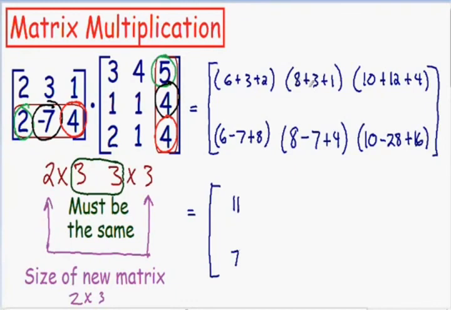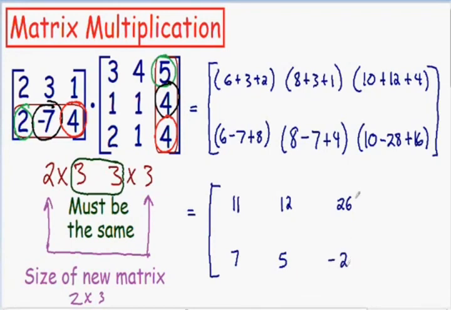And in the second column, we have 8 plus 3, which is 11. 11 plus 1 is 12. And we also have 8 minus 7, which is positive 1. 1 plus 4 is equal to 5. And in the top right, we have 10 plus 12, which is 22. 22 plus 4 is equal to 26. And in the bottom right, we have 10 minus 28, which is negative 18. Negative 18 plus 16 is equal to negative 2.